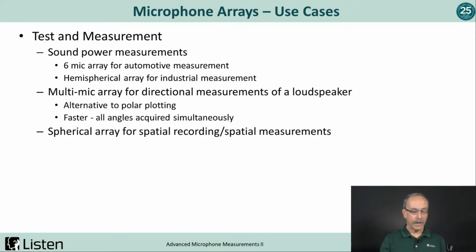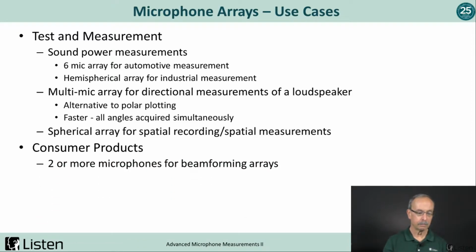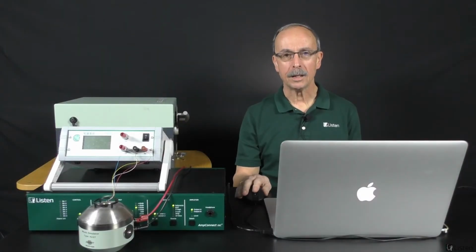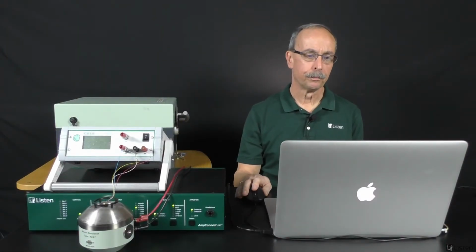People use spherical arrays for spatial recordings or spatial measurements. And in consumer products, we may use 2 or more microphones to create a beamforming array. And again, a practical use might be in a phone, a television, or some sort of conferencing system where beamforming is required. So let's talk a little bit about sound power.